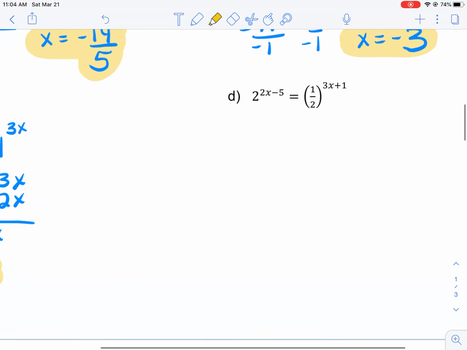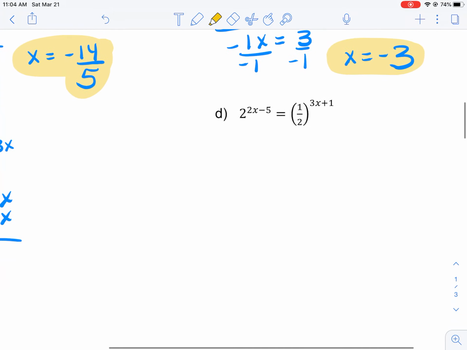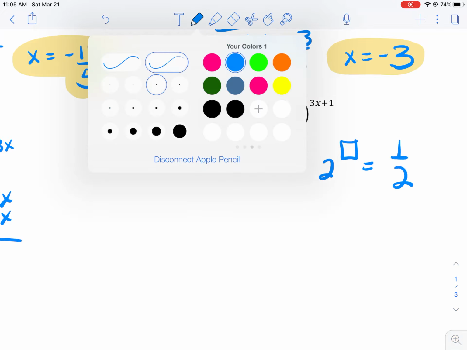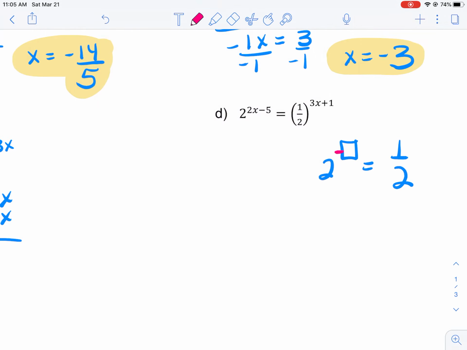All right, and then let's try one more together. This time we have 2 to the 2x minus 5 equals 1/2 to the 3x plus 1. So in this problem, we actually can write 1/2 with a base of 2. So we need to figure out 2 to what power equals 1/2. If we raise 2 to the negative 1 power, we'll get 1 over 2 to the first if we drop it like it's hot.